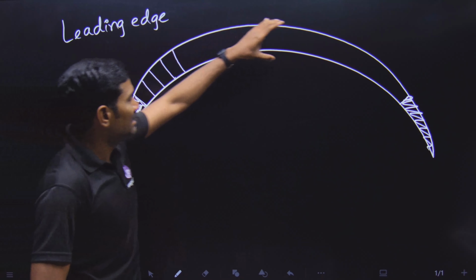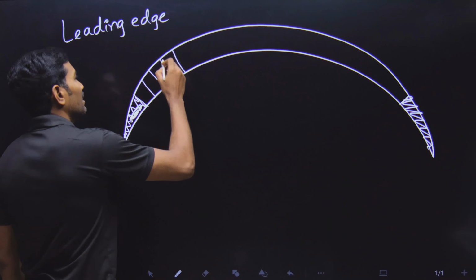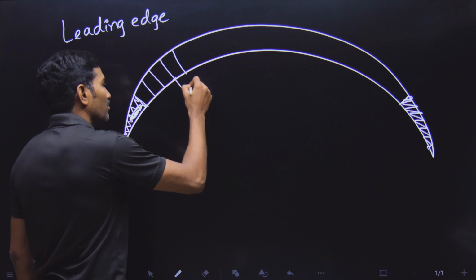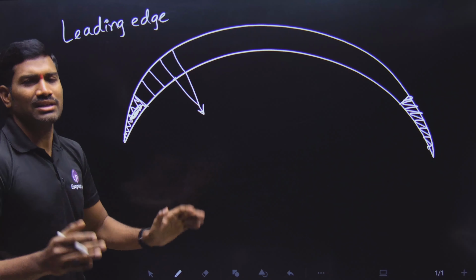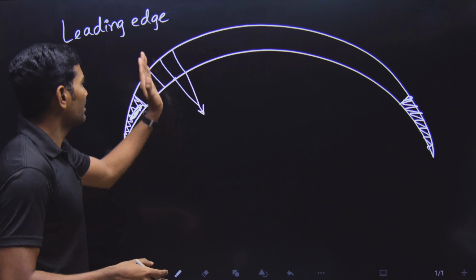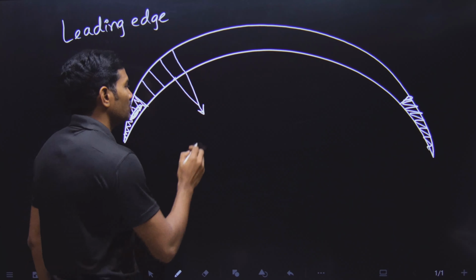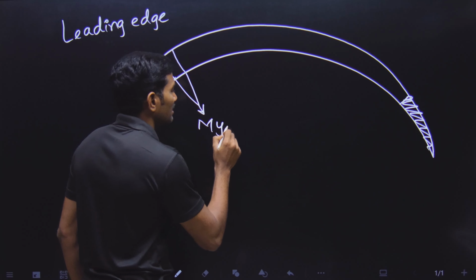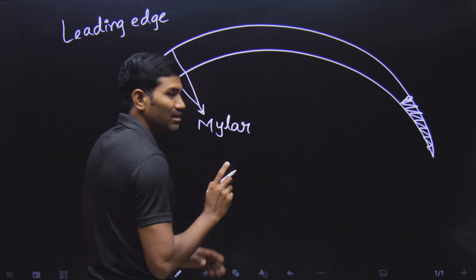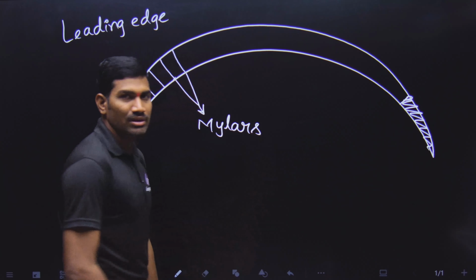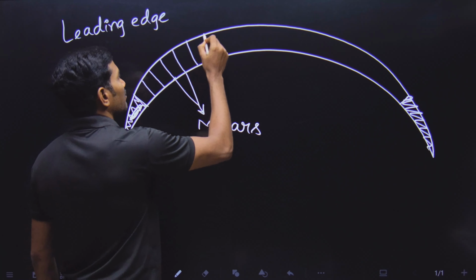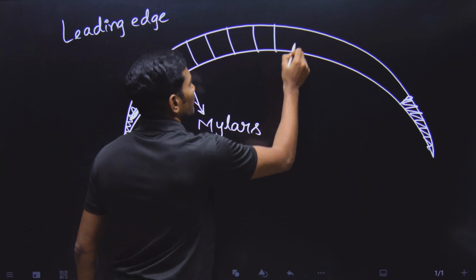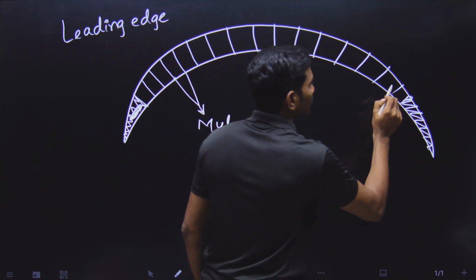Now in this leading edge, if we are observing, there are some separations, some walls. In simple language, there are some separations. What are these called? These are called mylars. Mylar is singular, mylars plural. Okay, mylars are present. Now this is mylar, mylar, mylar. Like this, mylars are present.